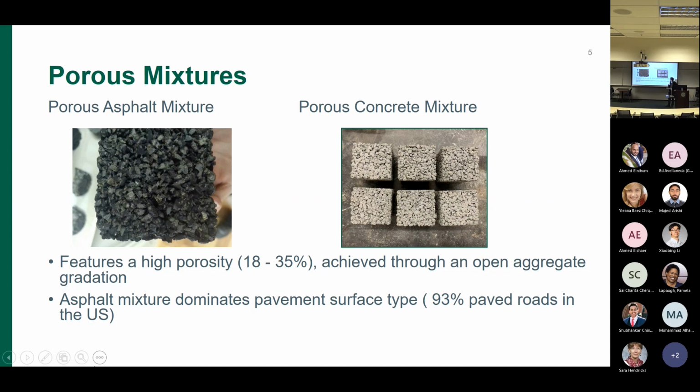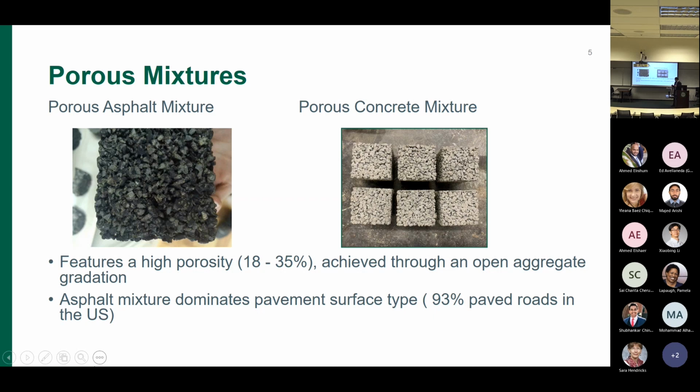They have the same feature in that they have high porosity or high air void content, in the range of 18% to 35% of the volume of the compacted mixture. And this higher level of porosity is mainly achieved by the selection of a specific distribution of aggregate sizes.